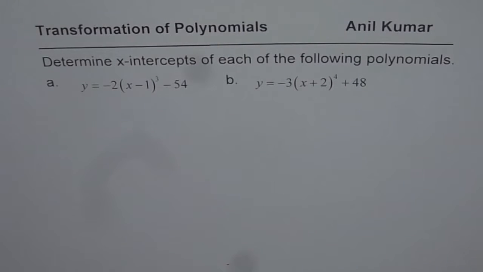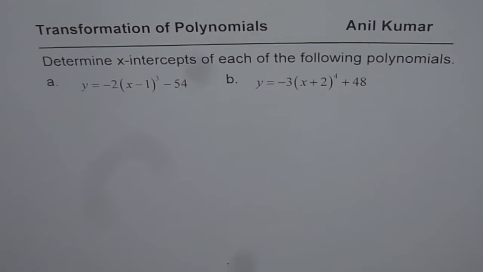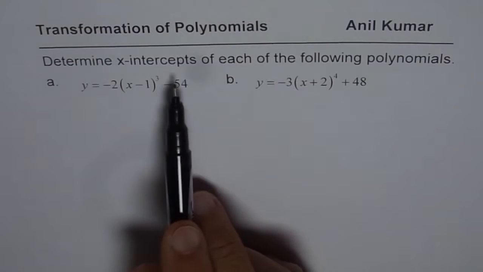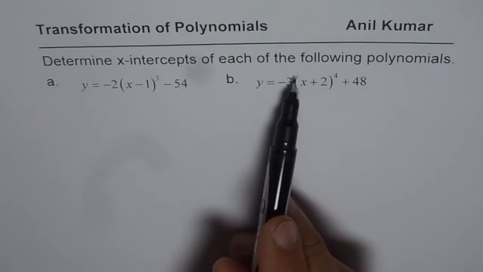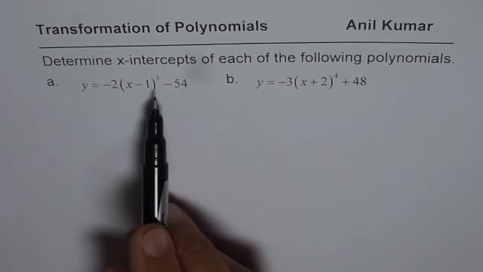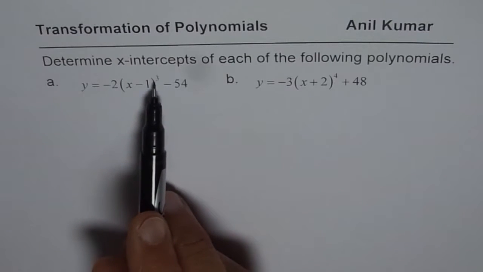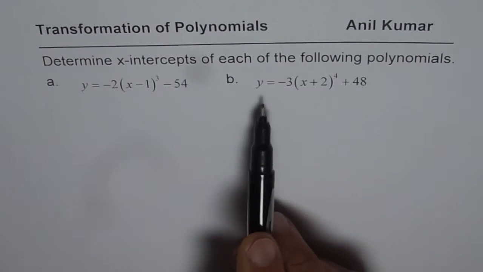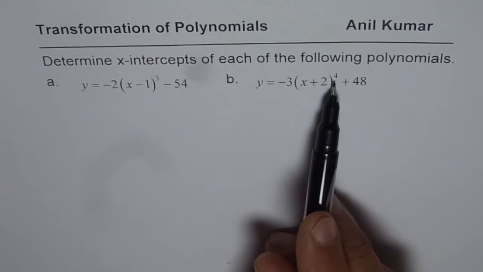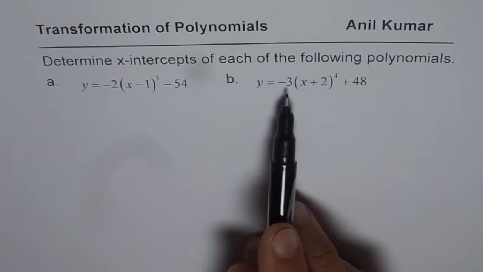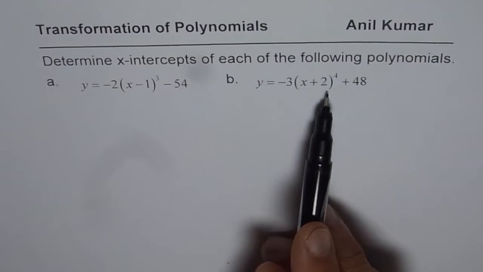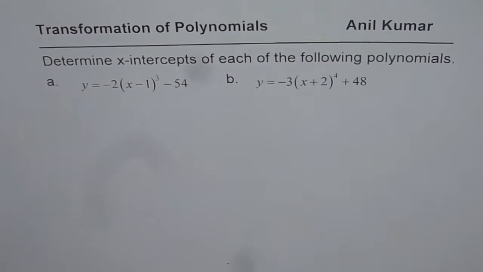I'm Anil Kumar, and in this video we will learn how to find x-intercepts for a polynomial. The question is, determine x-intercepts of each of the following polynomials. A is a cubic function, y equals minus 2 times (x minus 1) whole cube minus 54, and B is a quartic function, y equals minus 3 times (x plus 2) to the power of 4 plus 48.